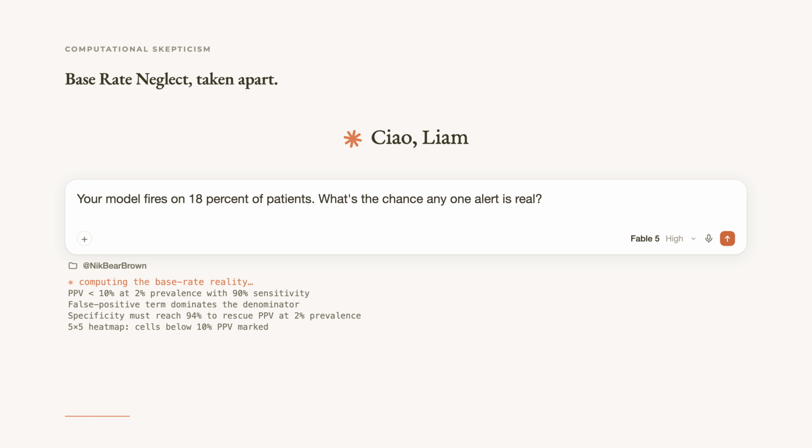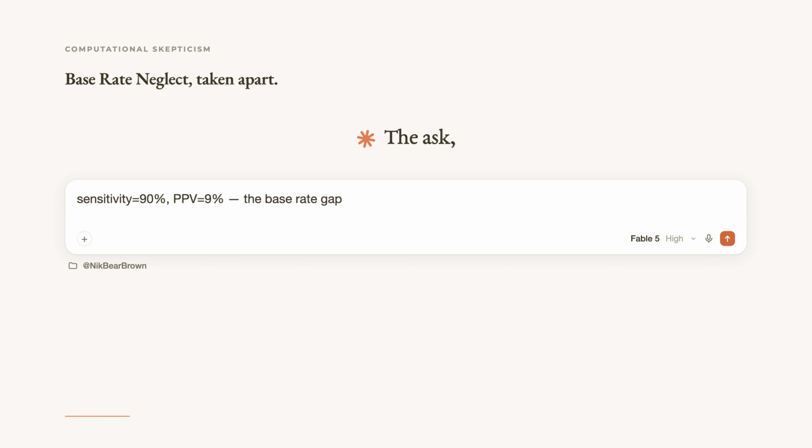Your model fires on 18% of patients. What's the chance any alert is real? A hospital deploys a sepsis detection model with 90% sensitivity and 82% specificity. The ICU team is told when it fires the patient probably has sepsis.